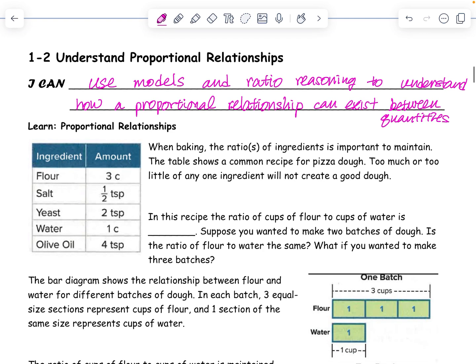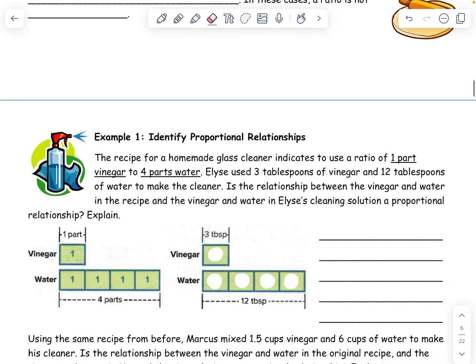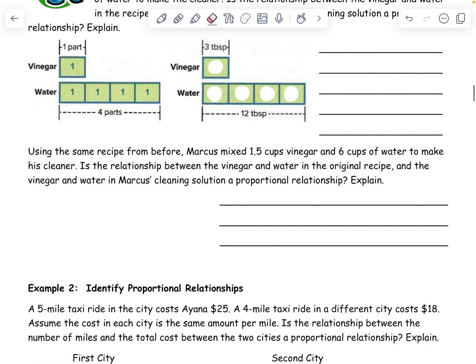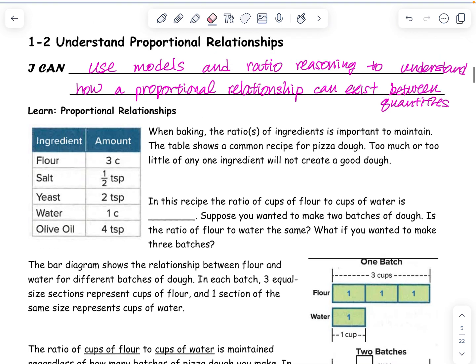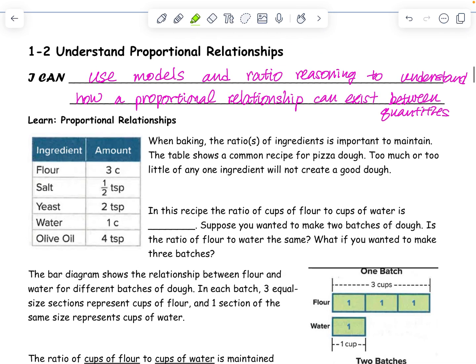Okay, so at the end of this lesson, you should be able to look at a table and the situation. You should be able to look at some bar graphs and whatnot and determine whether two relationships are proportional or not. That's the goal, to determine whether the relationship is proportional or not. All right, let's get to this question about baking.